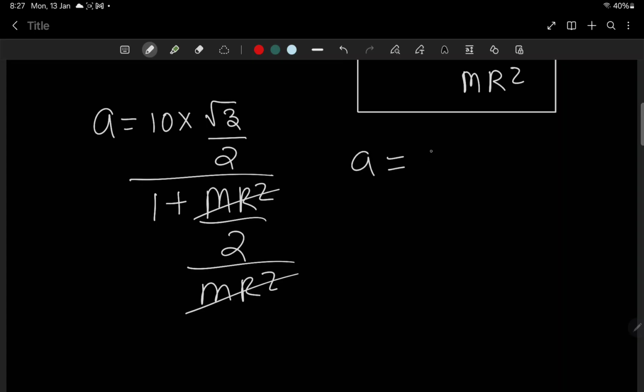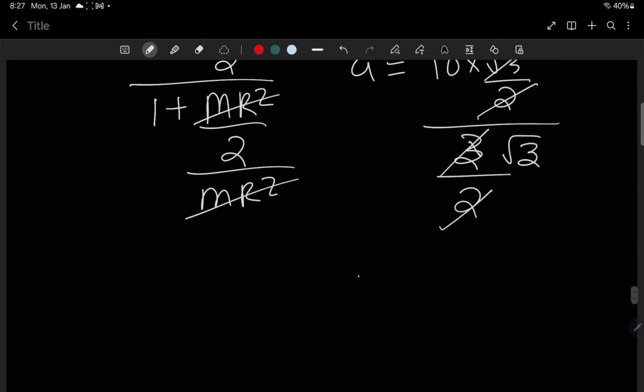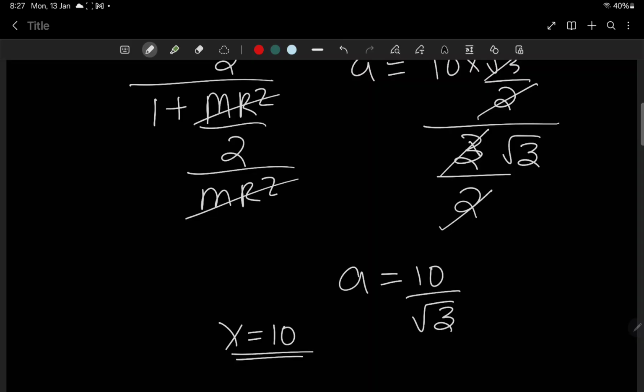So a is equal to 10 into root 3 by 2 by, we are having 1 plus 1 by 2, that is 3 by 2. 2 cancel. 3 root 3 cancel, we get root 3 here, that is a is equal to 10 by root 3. So therefore x, y, what is this? X equal to how much? 10. That's the answer. X equal to 10.